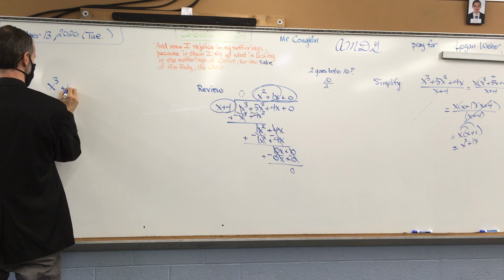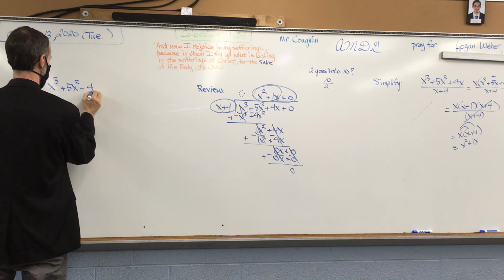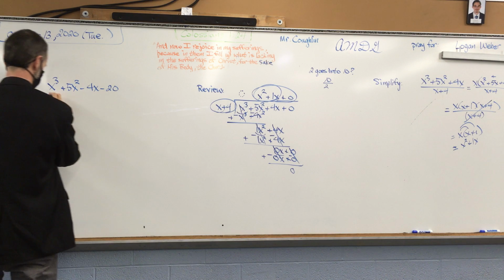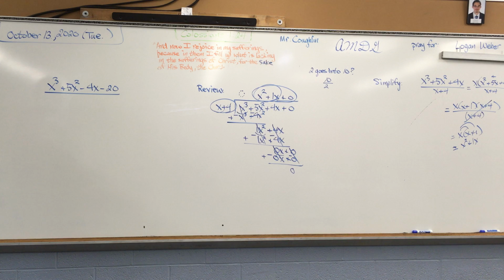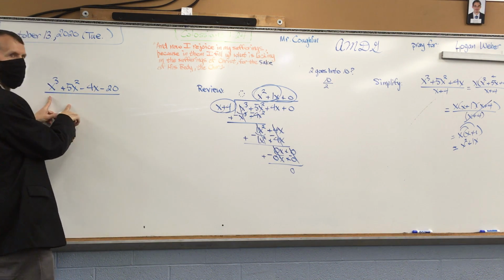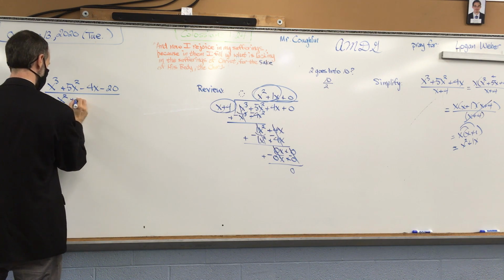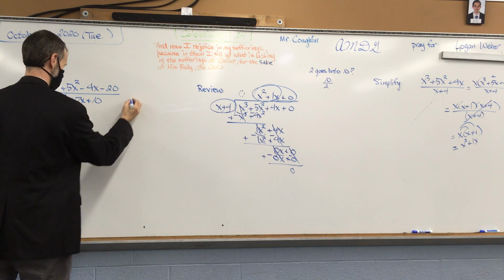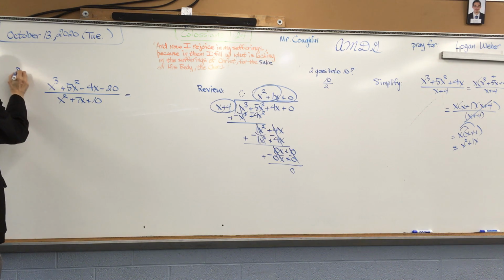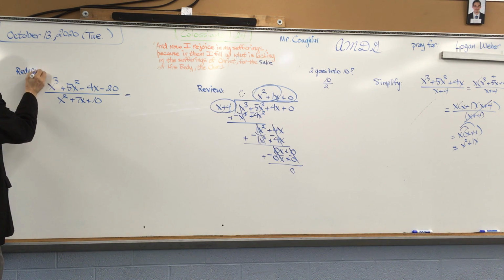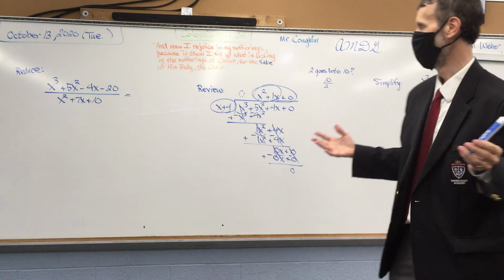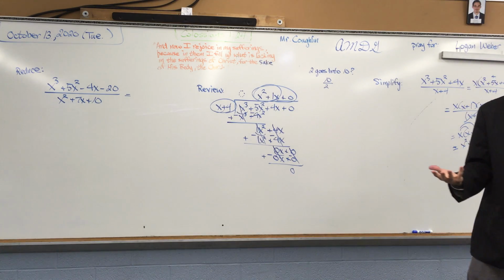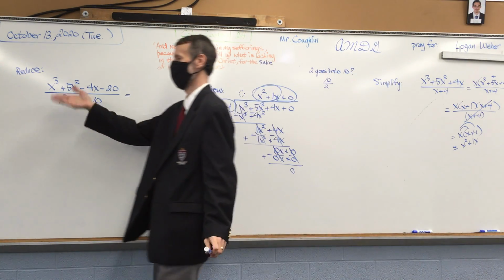X cubed plus 5x squared minus 4x minus 20, all over x squared plus 7x plus 10. I would like you to reduce this. Now this, we would normally do a long division problem. That is a very big long division problem. It's got 3 terms going into a 4 term.